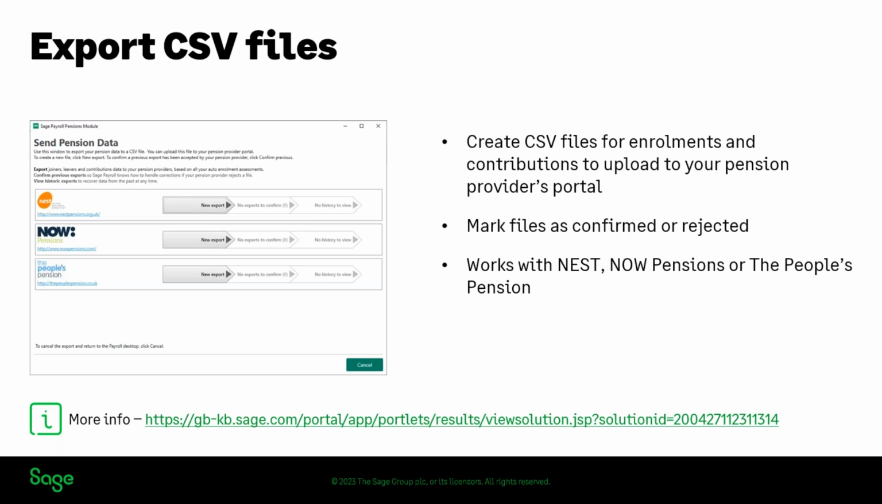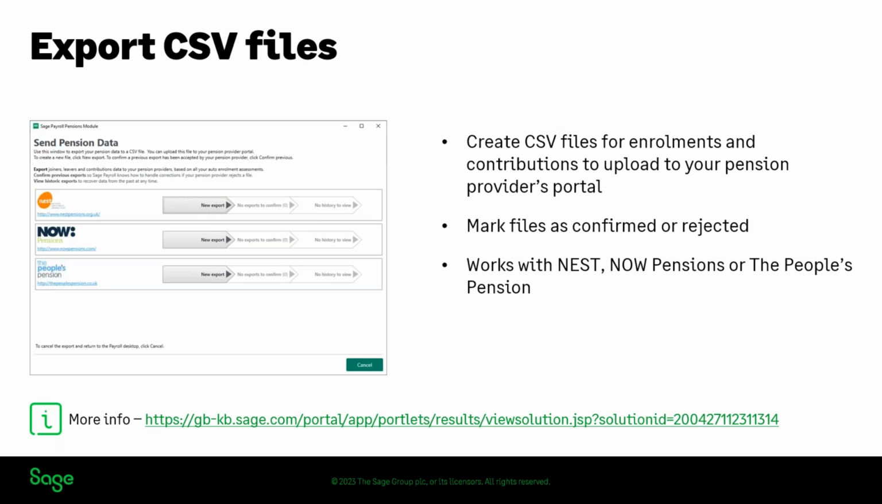Second option is to export a CSV file using the Send Pension Data option in your program. So if you have this enabled, you can create CSV files for Nest, Now Pensions, or the People's Pension. So that will be in the exact format required for your pension provider. And once it's been produced by the Send Pension Data wizard, you would upload it to your provider, uploading any enrolment and contribution details.